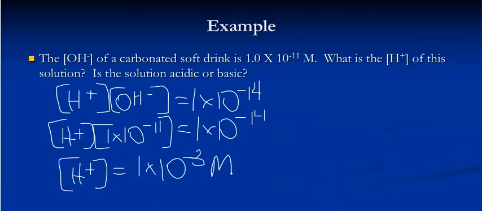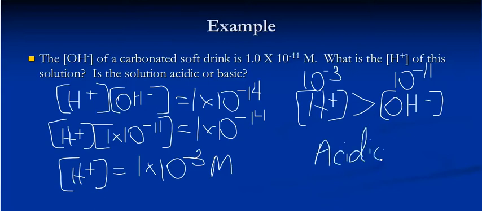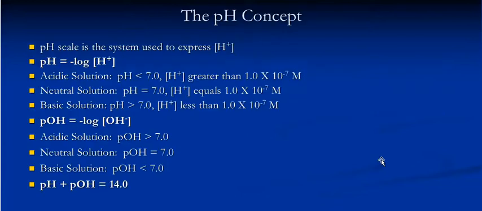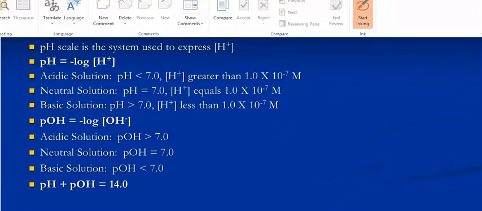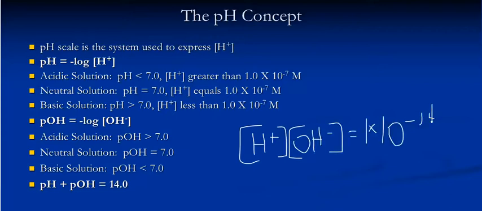Is the solution acidic or basic? Well, H+ is 10^-3 compared to OH-, which is 10^-11. H+ is greater, and so that means it's acidic. And we know soft drinks are pretty acidic. One of the equations then that we're going to use quite frequently, H+ times OH- is 10^-14. Here are the other three.